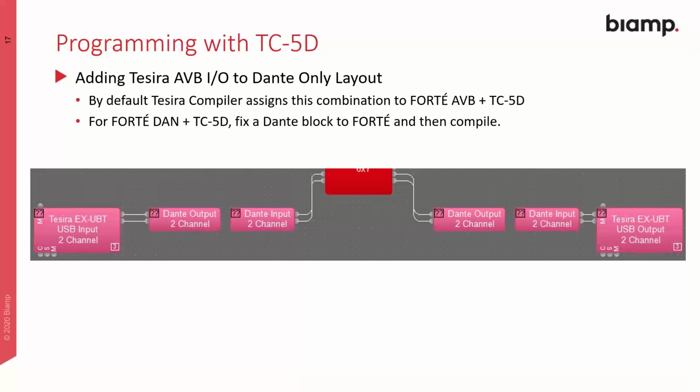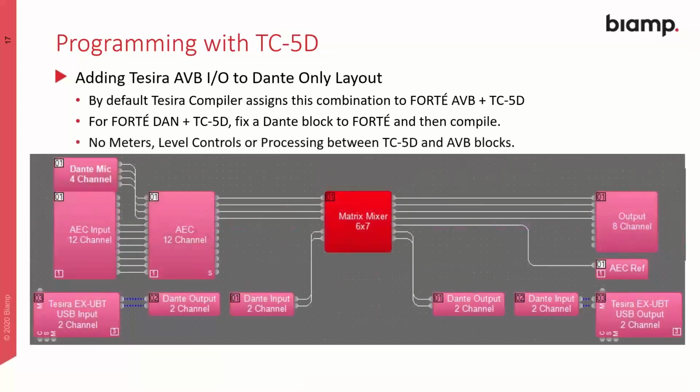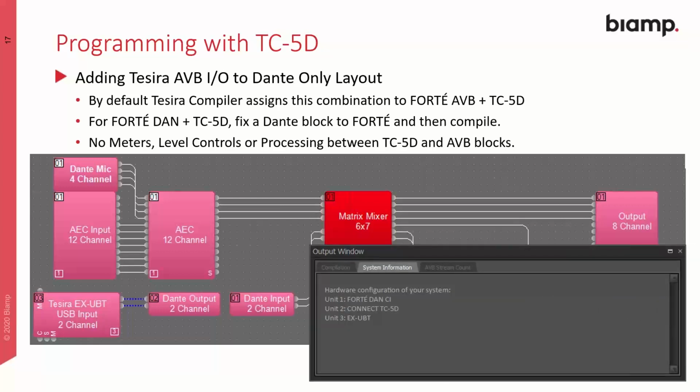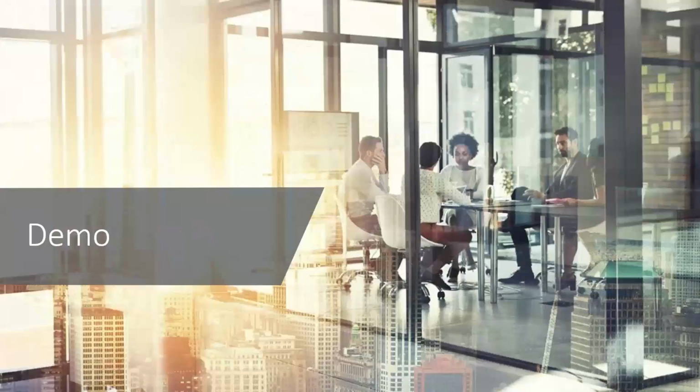Those steps would be to fix a Dante block in the Forte and then compile. And that would look like this. So in this particular instance, I have fixed the Dante mic 4-channel input to the number 1 Forte unit, as well as the AEC inputs. And when I compile, you can see that I now have my Forte DAN CI, as well as the TC-5D and the EXUBT properly configured. Now, all that would remain to make this configuration functional would be to load it in the system, and then, of course, make the connections in the Dante network using Dante Controller. I will demonstrate that here in the demo coming up in the next section.